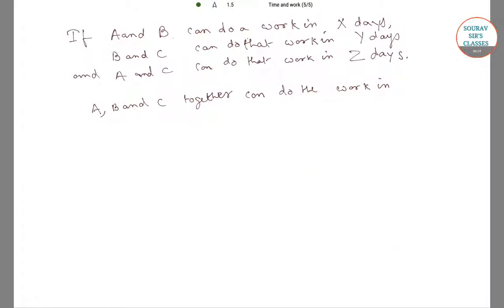Now, if A and B can finish the work in X days, B and C can finish the work in Y days, and A and C together can finish the work in Z days, then if A, B and C work together, they will finish the work in 2 into X into Y into Z divided by XY plus YZ plus XZ days.